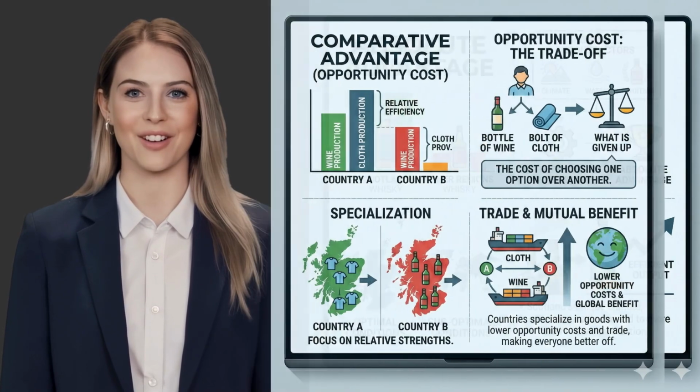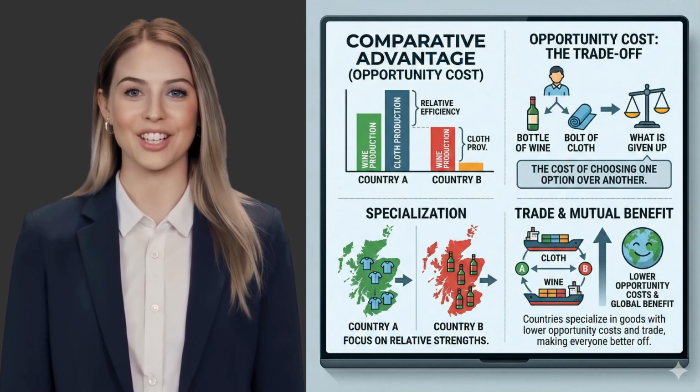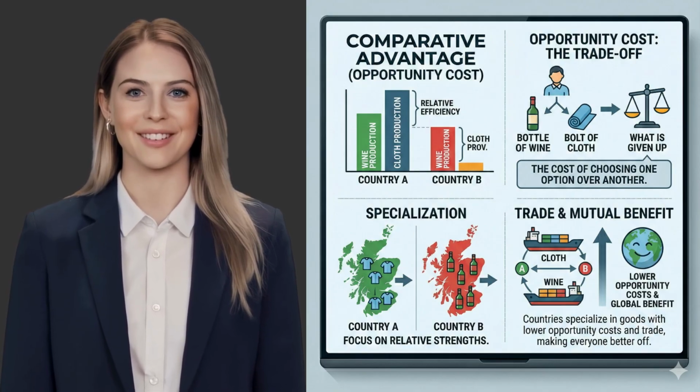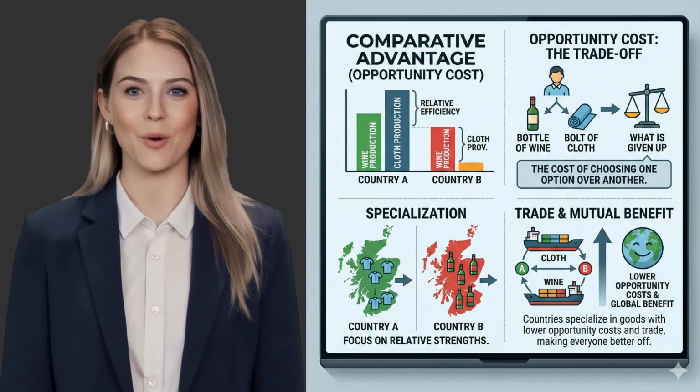Comparative advantage, however, is a bit more nuanced. It focuses on opportunity cost, essentially what you give up to produce something else. The theory suggests that countries should specialize in what they are relatively better at producing, and then trade for the rest. This specialization lowers opportunity costs and generally makes everyone better off.